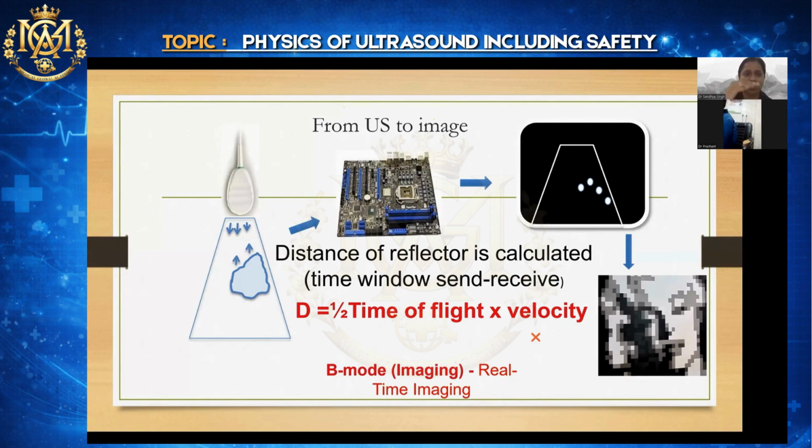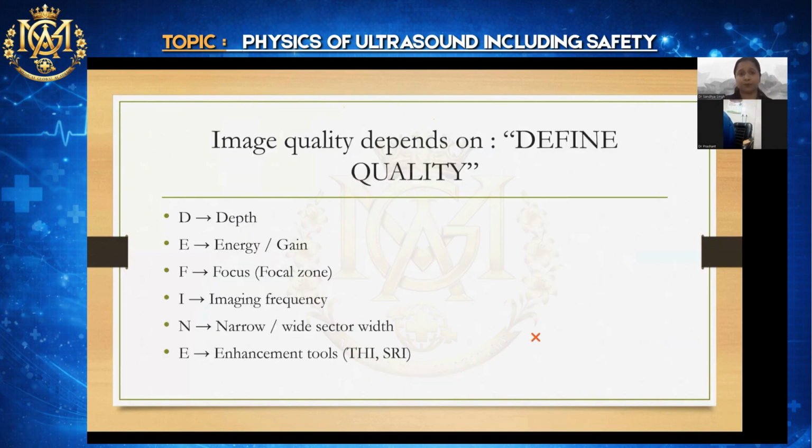I told you, at every step there will be some reflection happening, and the speed with which the sound comes back will depend on the distance. So ultrasound uses this formula of half the time of flight into velocity, and by this it calculates the distance. And because everything is coming in one by one, back to back, it gives us an illusion of the shape of what we are seeing. Now, the quality of the image in B mode basically depends on this short form which I'm telling you. Define quality.